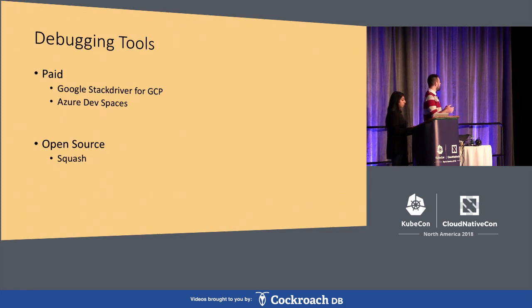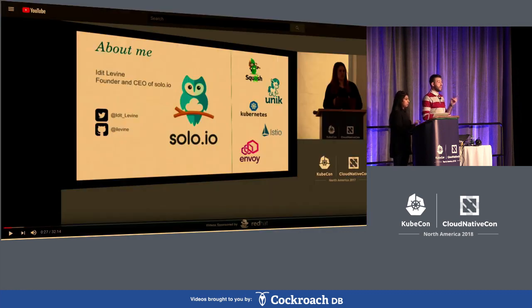Now, I cannot recommend the Squash debugger enough. With that, take a look at Edith Levine's KubeCon talk from last year. Squash is a really awesome tool that allows you to debug across microservices. The only thing about Squash that I want to mention is it requires in-cluster components. And on top of that, it requires privileged in-cluster components.